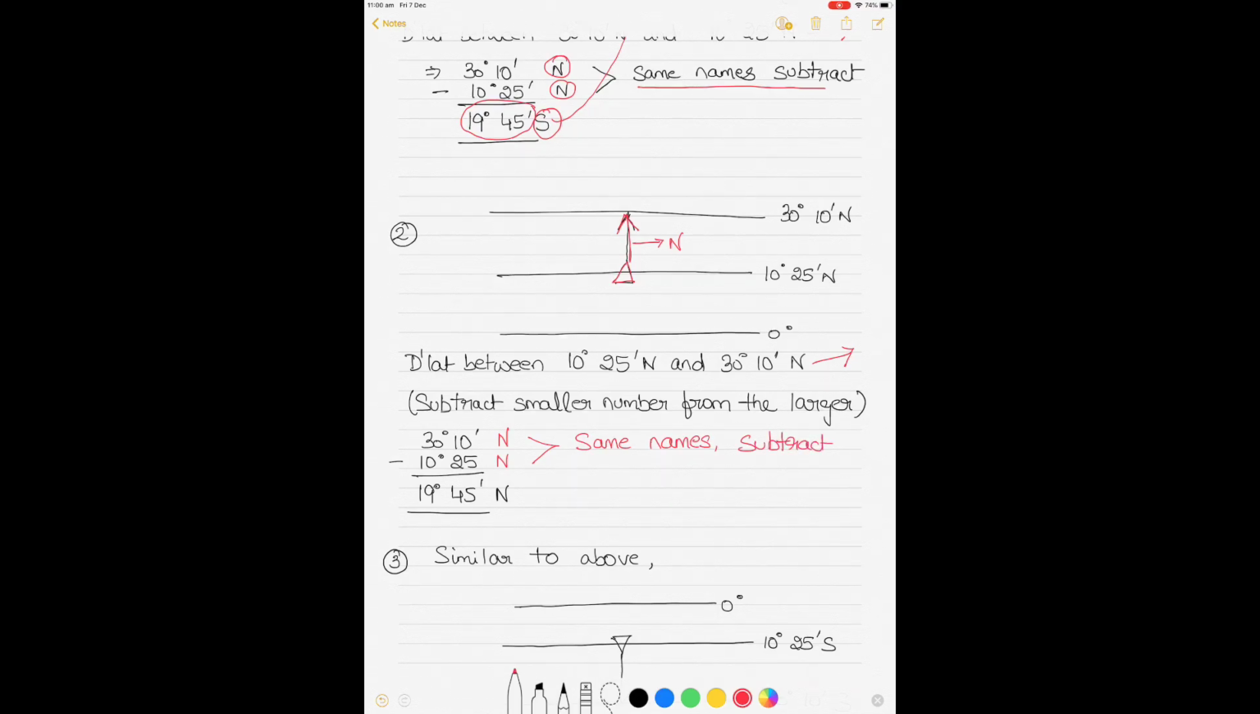Although the vessel is traveling from 10 degrees north to 30 degrees north, you still use the bigger number and subtract the smaller number from it. That's how you put it in the calculator. In this case, although the answer is the same as above, 19 degrees 45 minutes, the dlat would be named north because the vessel is traveling in a northerly direction.